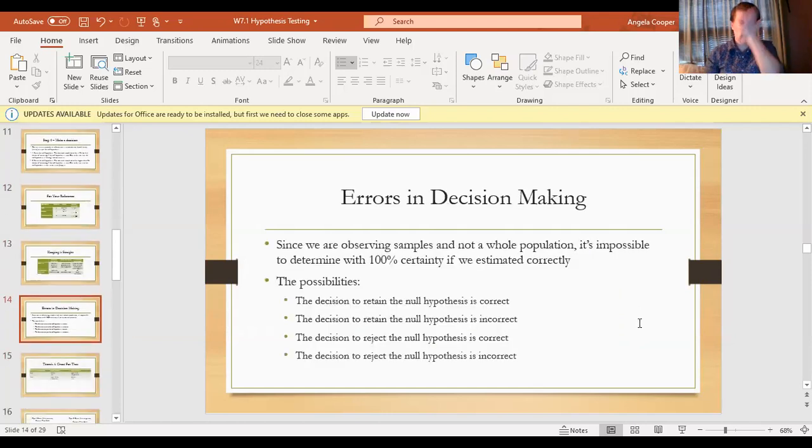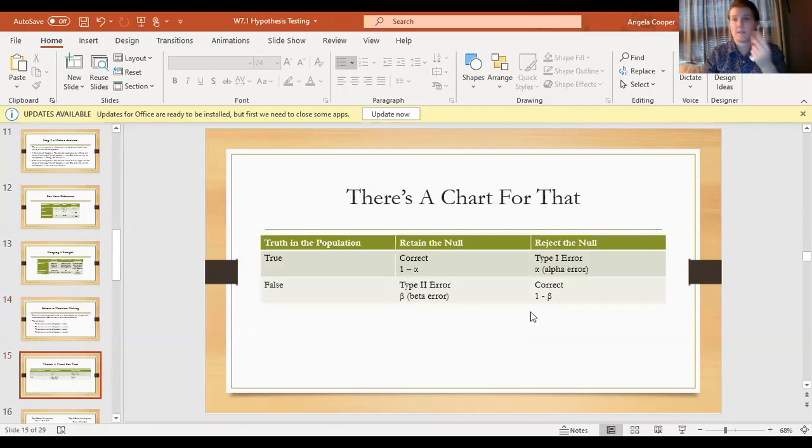So, errors in decision making. When it comes to step 4, we had two options. We either reject the null hypothesis or retain the null hypothesis. Well, there's a 50-50 chance that we can be wrong. So the decision to retain the null hypothesis is correct, so you did the right thing. The decision to retain the null hypothesis is incorrect, you didn't do the right thing. The decision to reject the null is correct, good job. The decision to reject the null is incorrect, you're bad. But it happens. This is common.